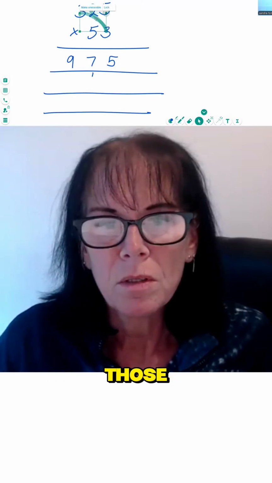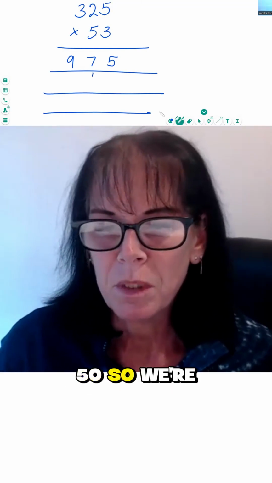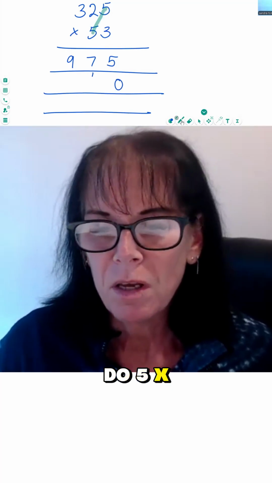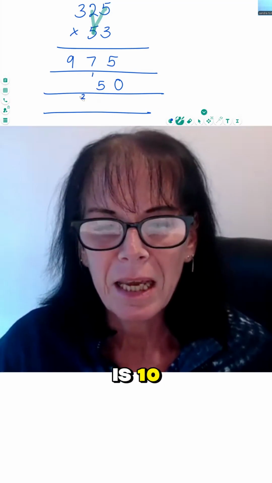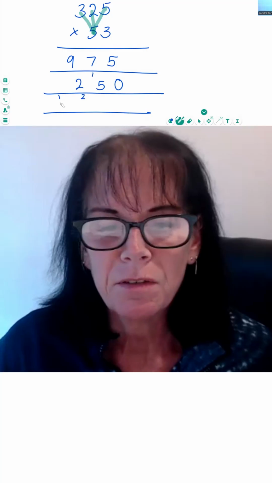Okay, I'm going to remove those. Now we're then going to be multiplying by 5, which is actually 50. So we're going to put that 0 in because we're multiplying by 50. And then we're going to do 5 times 5 is 25. 5 times 2 is 10. Add the 2 is 12. And then 5 times 3 is 15.